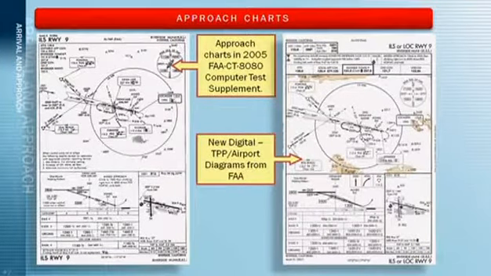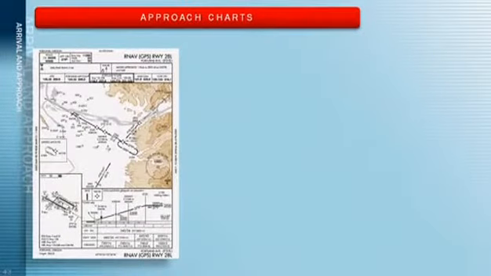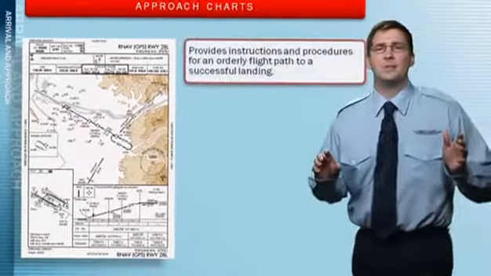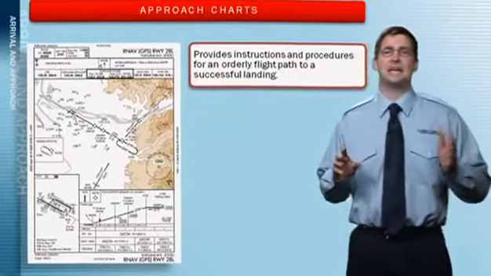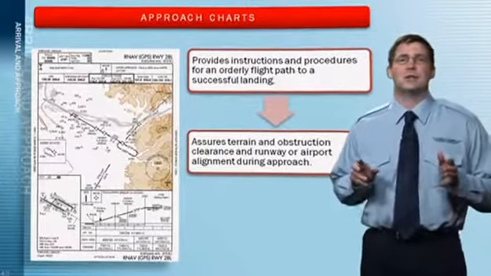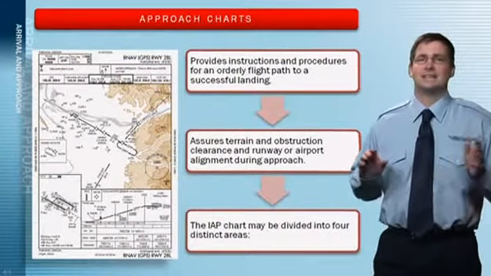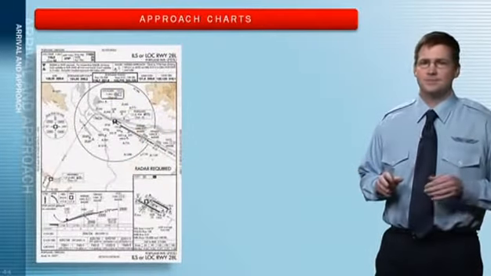The IAP has specific design functions and objectives. It provides instructions and procedures for an orderly flight path to a successful landing, and it assures terrain clearance and runway or airport alignment during the approach. Now, the IAP has 4 distinct areas. Let's take a detailed look at an IAP here.